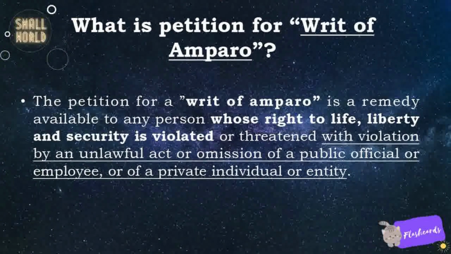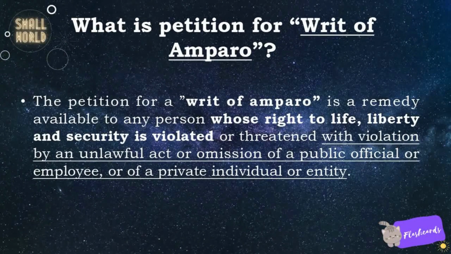What is petition for writ of amparo? The petition for a writ of amparo is a remedy available to any person whose right to life, liberty, and security is violated or threatened with violation by an unlawful act or omission of a public official or employee, or of a private individual or entity.